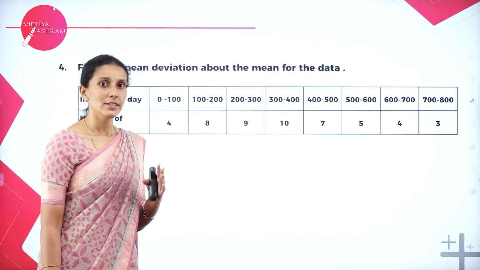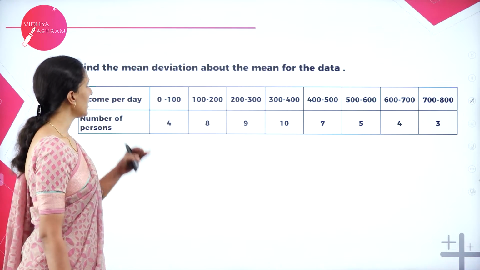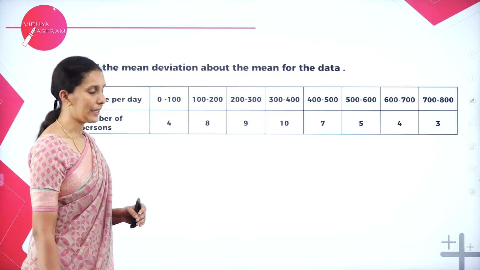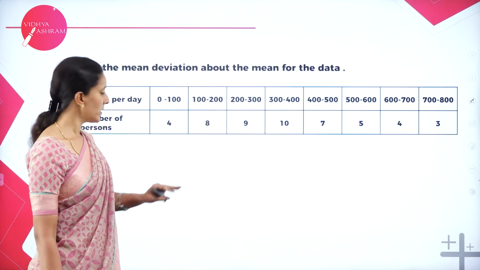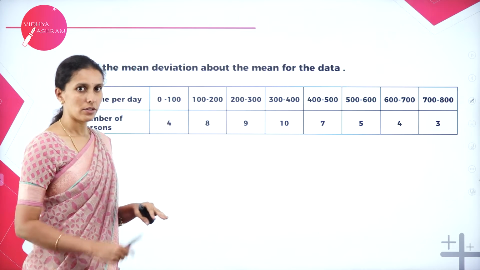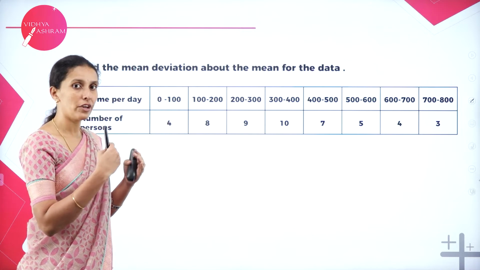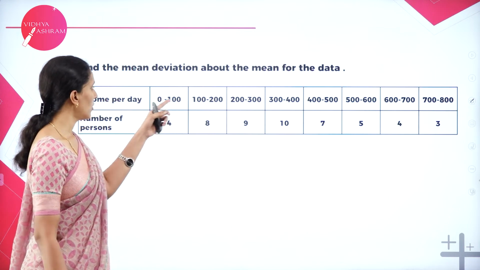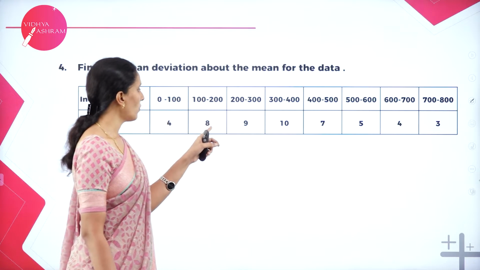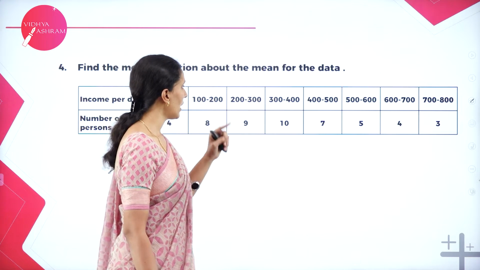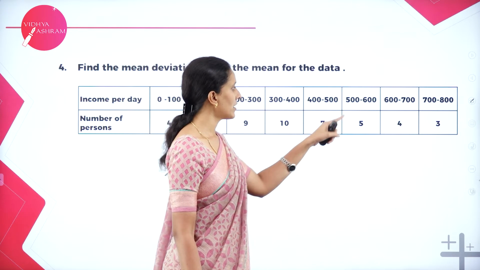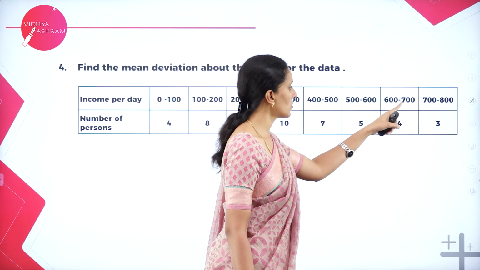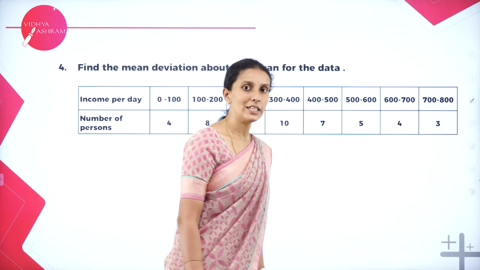Next problem. Again, find the mean deviation about the mean for the data. Income per day, which may be taken in rupees, and here is the number of persons. So the number of persons taking different wages in rupees: 0 to 100 is 4, 100 to 200 is 8, 200 to 300 is 9, 300 to 400 is 10, 400 to 500 is 7, 500 to 600 is 5, 600 to 700 is 4, 700 to 800 is 3.